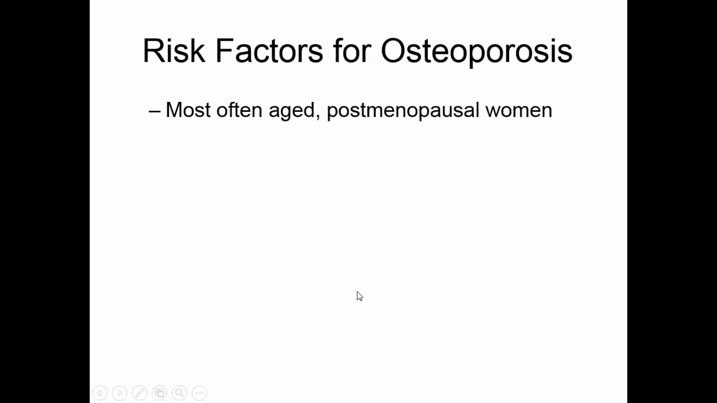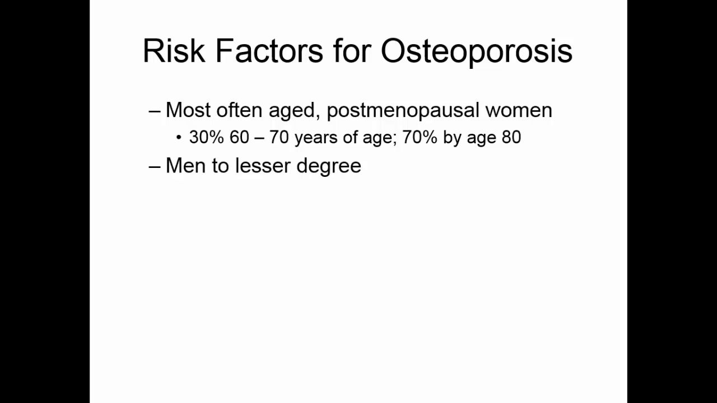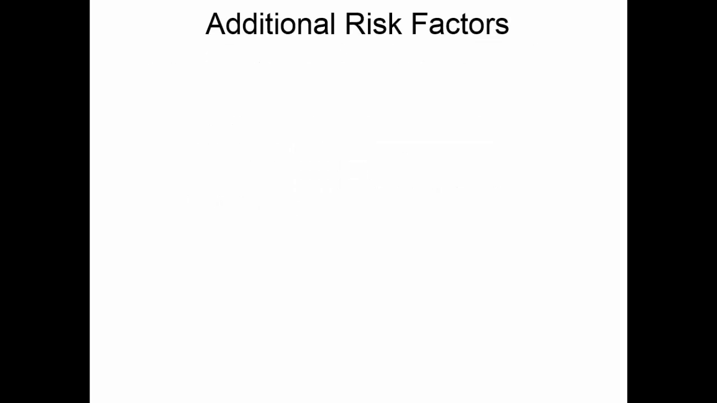Most people with osteoporosis are older and postmenopausal women. About 30% of this population aged 60 to 70 years of age have osteoporosis, and about 70% have osteoporosis by age 80. Men can have it to a lesser degree. Estrogen plays a big role in bone density, so postmenopausal women are particularly at risk because of the loss of estrogen. There are some additional risk factors.